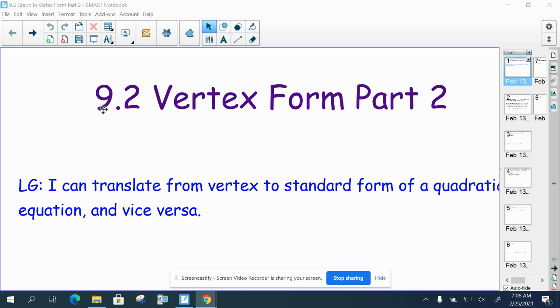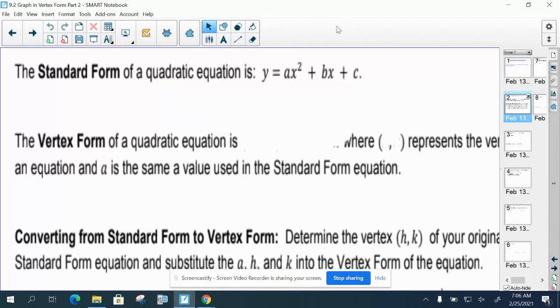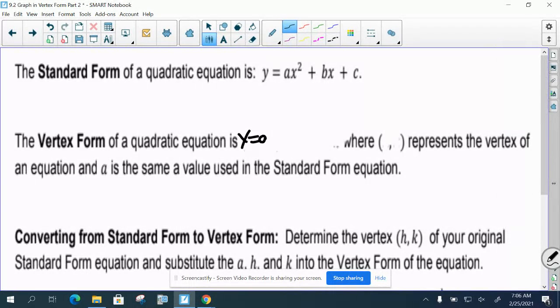Hello everyone. The next part of lesson 9.2 on vertex form is how to translate between vertex form to standard form and vice versa. So remember that the standard form of a quadratic equation is y equals ax squared plus bx plus c. The vertex form, as you learned yesterday, is y equals a times x minus h squared plus k, where h comma k, h being the opposite sign to what's in the parentheses, represents the vertex of an equation, and a is the same value as the a in standard form.